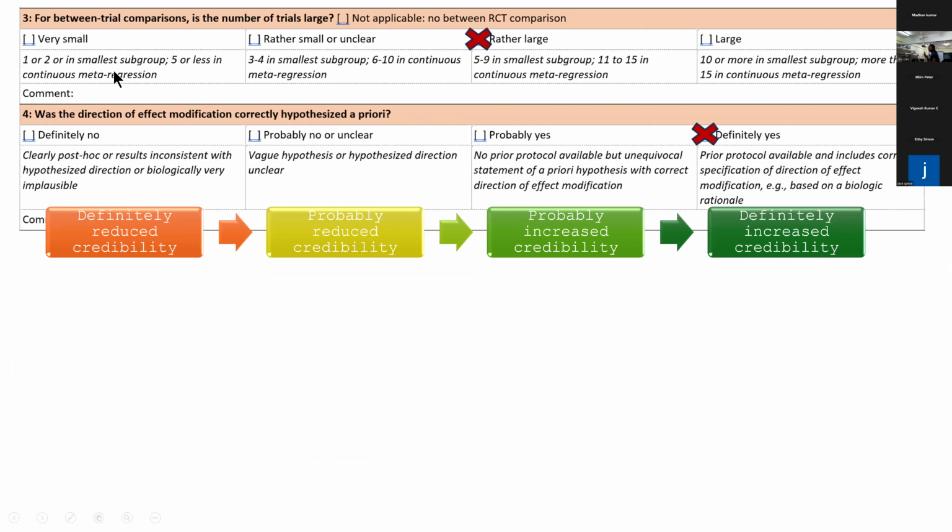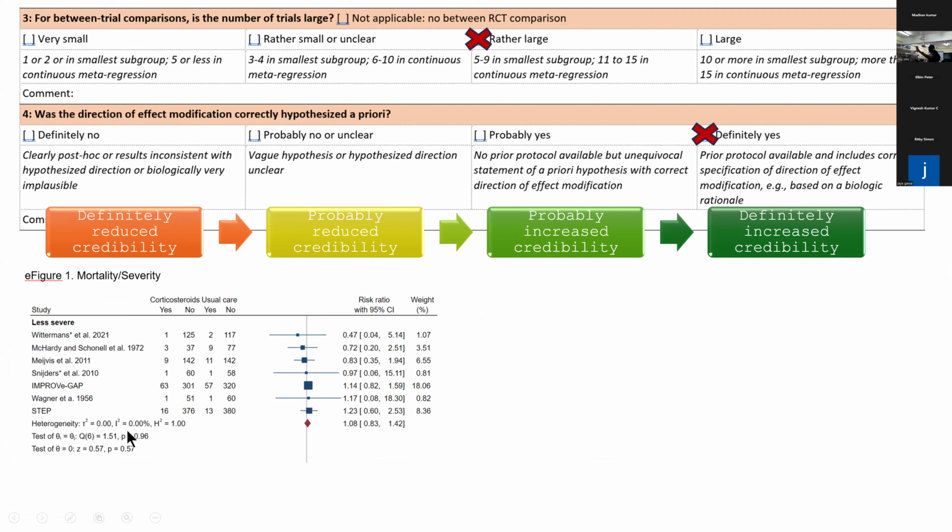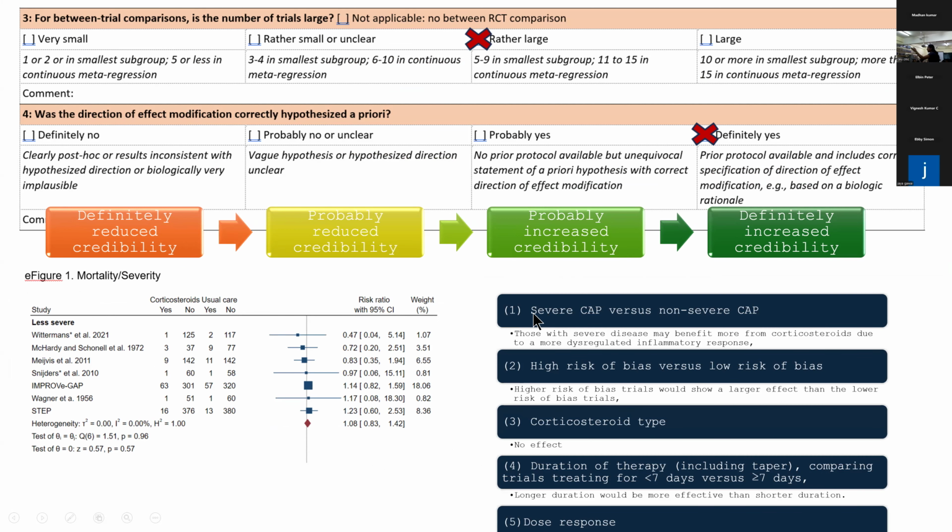Now the next question is, for between trial comparisons, is the number of trials large? You saw that the smaller subgroup, the one with the less severe disease, had 7 studies, which is still more than 5. So I would say this is rather large and I will rate it up for credibility. The next question is, was the direction of effect modification correctly hypothesized a priori? Definitely yes, they said severe disease will benefit from steroids. So I have given it definitely increased credibility.